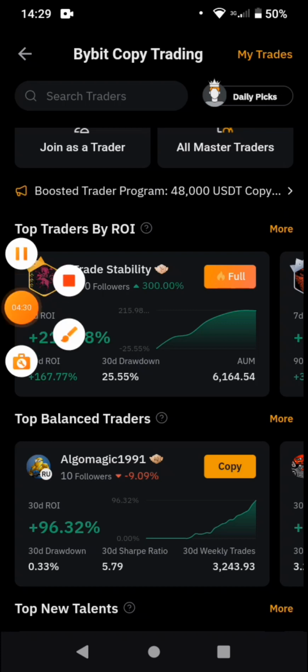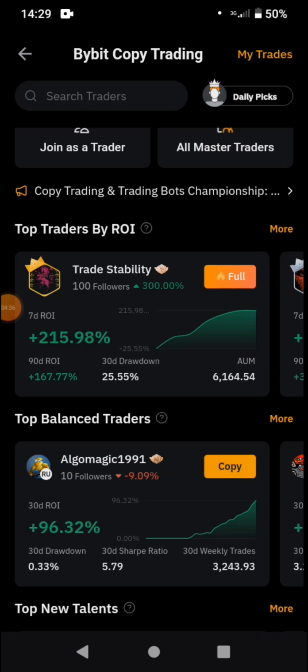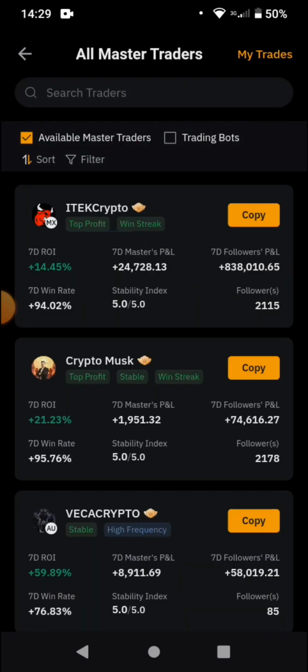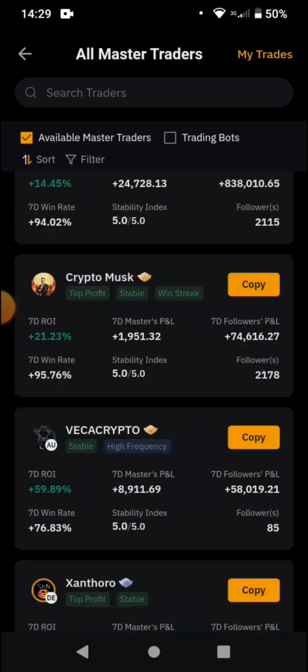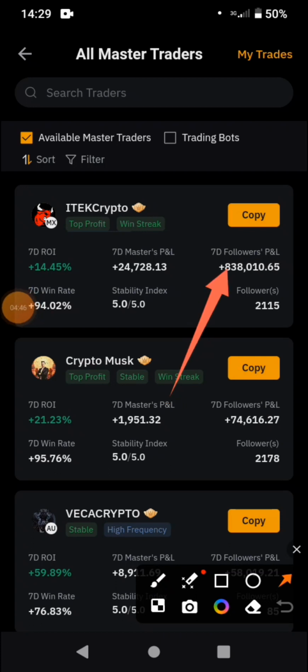To know more, all you are going to do is tap on this More. You are going to have full details. Just tap on More, and you are going to see full details of all this. So these are the traders that are available. One thing you must notice is whenever you see Copy, it means these traders are available to copy, because sometimes they have limitations.